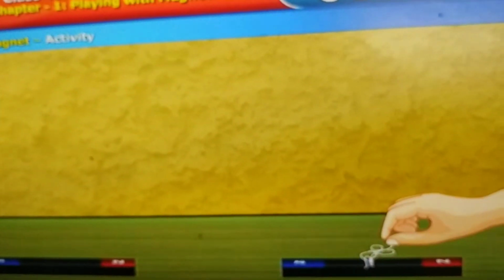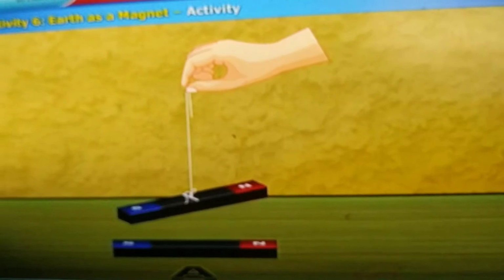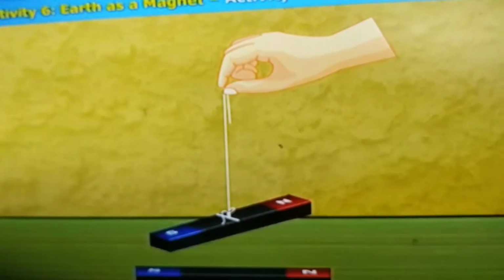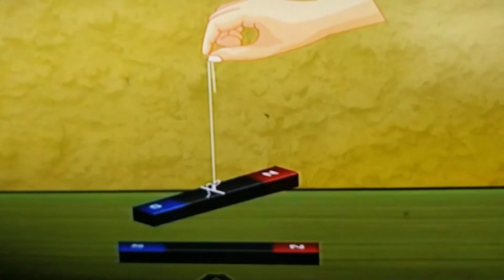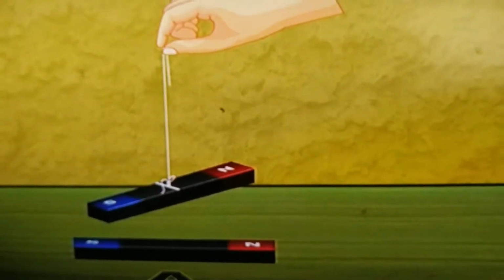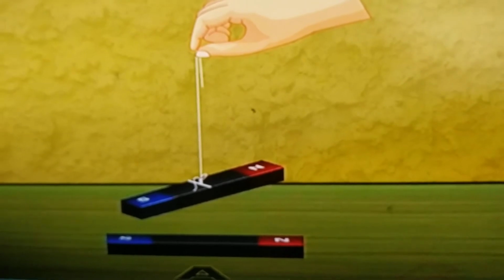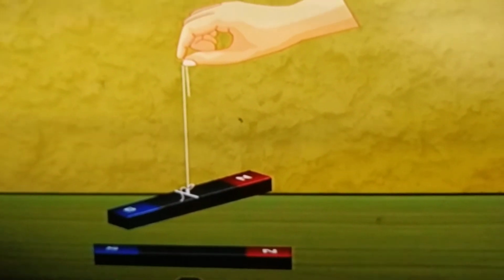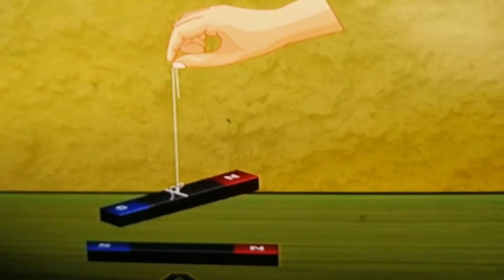Take a bar magnet and label it as A, and take another bar magnet and label it as B. Suspend the bar magnet B over the bar magnet A with the help of a thread. See the picture, how he is holding it like that. Now observe the direction in which the suspended bar magnet B comes to rest. In which direction does it come to rest? Check it.